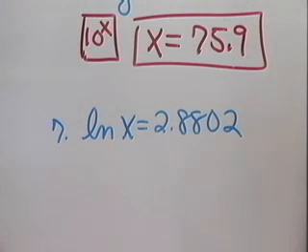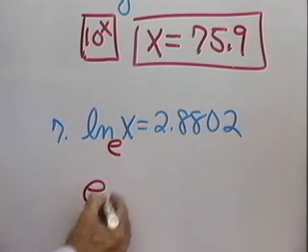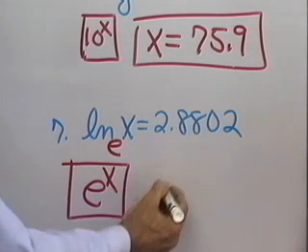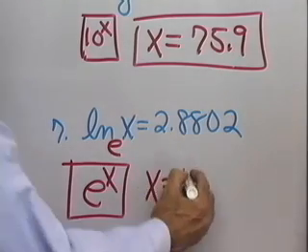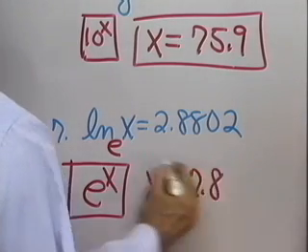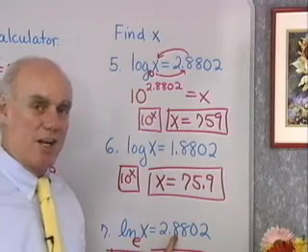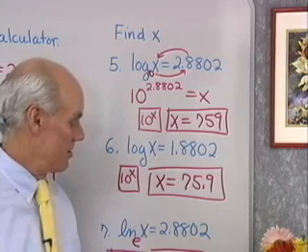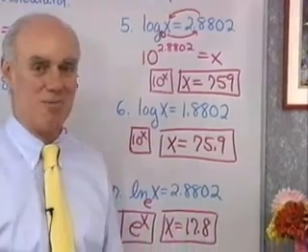Natural log x is 2.8802. Remember, this is e, so I'm looking for my e to the x button. I want to use my e to the x button with this number right here. When I do that, x comes out to be 17.8. So if the natural logarithm of x is 2.8802, then x itself must be 17.8. So you want to check this on your calculator using your e to the x button and see if you can't get that 17.8 yourself.